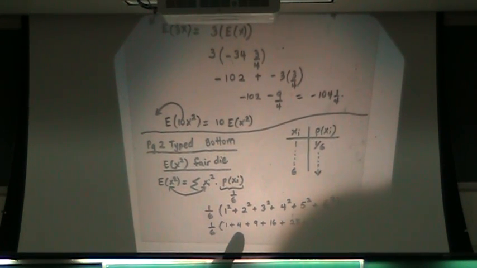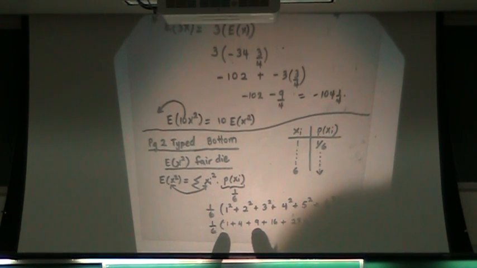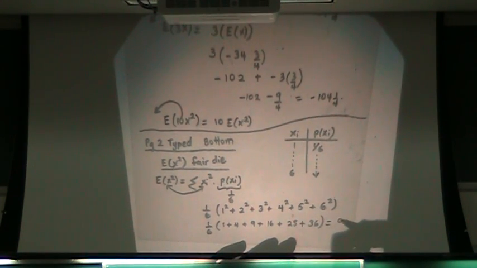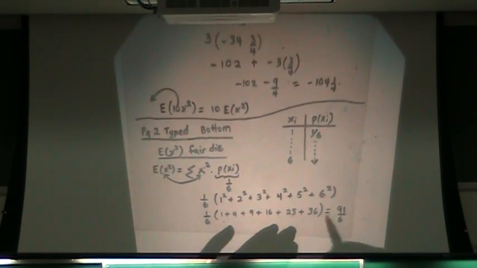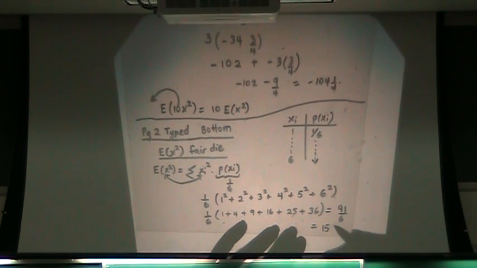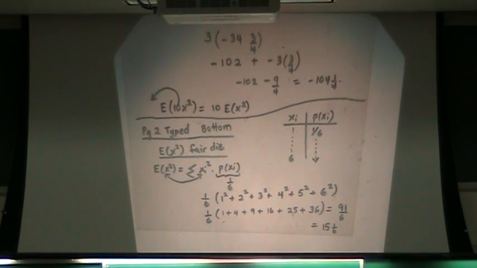Let's see, 36 and 4 is 40, and 10 is 50, and another 41 is 91. So 91 over 6. 6 ones are 6, 6 fives are 30, and 1/6. 15 and 1/6. Get it?